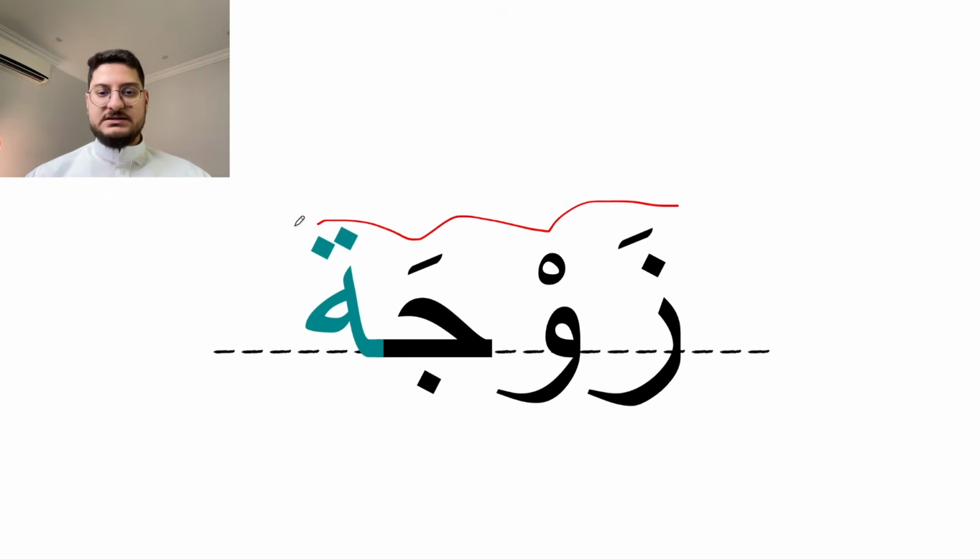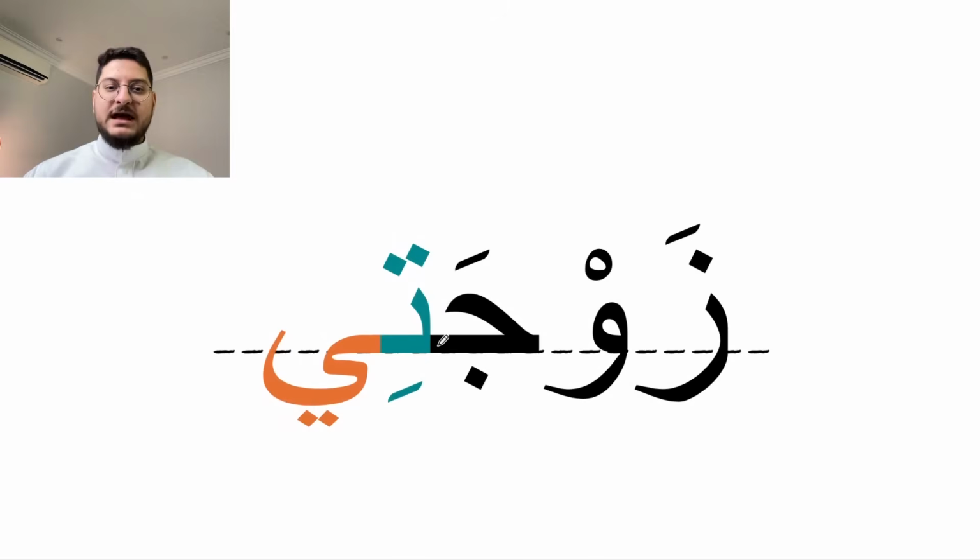زوجة. And زوجة is a wife. What if I want to say my wife? It means I have to add something. I have to add the E after the ta marbuta, right? And we said the ta marbuta could only appear at the end of words. And that's why when I add anything after the ta marbuta, it just goes back to becoming a regular ta.